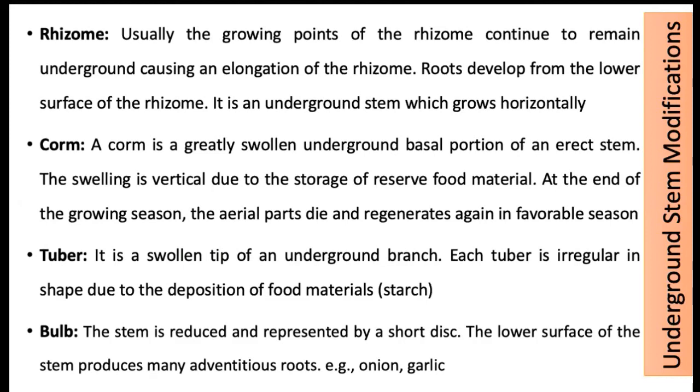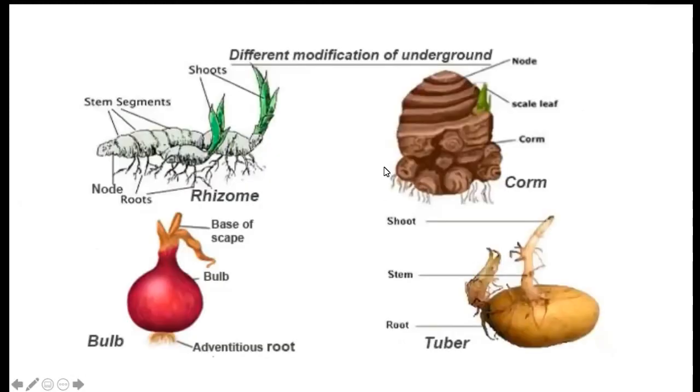So let's see this type of pictures. These are the pictures of some different types of growth. Ginger is a very common example of rhizome. Potato is a very common example of tuber. Different types of colocasia are examples of corm, and bulb is represented by the onion or garlic.